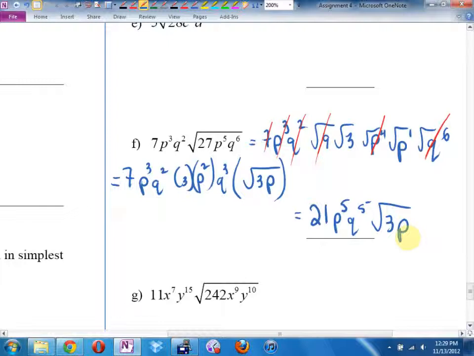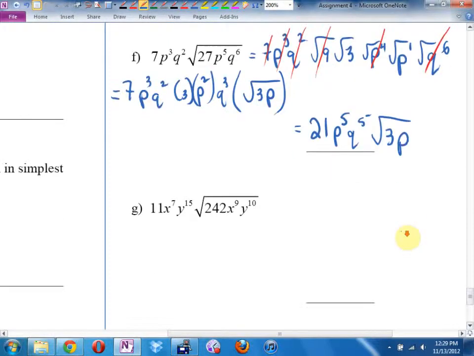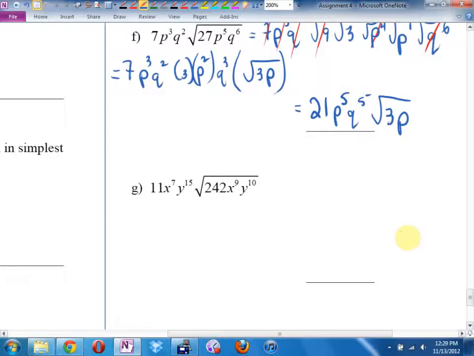Is that okay? So try the same thing, by the way, for G. Break up the 242 into what times what? X to the 9th is going to be, I think, x to the 8th times 1. Y to the 10th is a perfect square, because the square root of y to the 10th is y to the 5th. Any others? Okay, I got 2 things for you to work on.